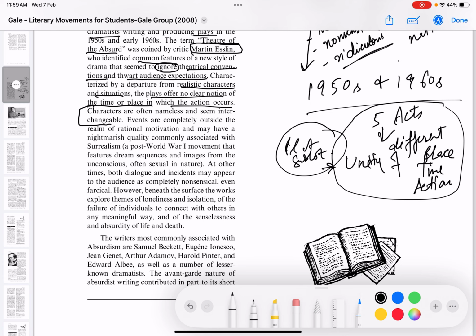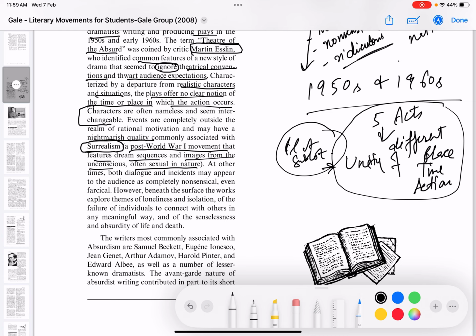Okay, now events are completely outside the realm of rational motivation and may have a nightmarish quality commonly associated with surrealism. Now what is this surrealism? It is a post world war movement that features dream sequences and images from the unconscious, often sexual in nature. So they are depicting something which is not realistic in nature. They are depicting things which have a nightmarish quality. Okay, nightmarish quality that no one wants to imagine happening to them, right?